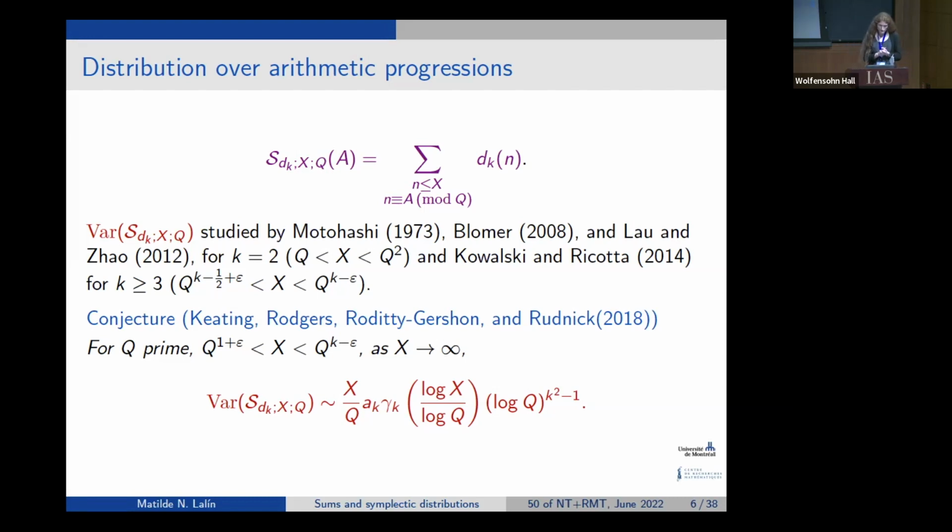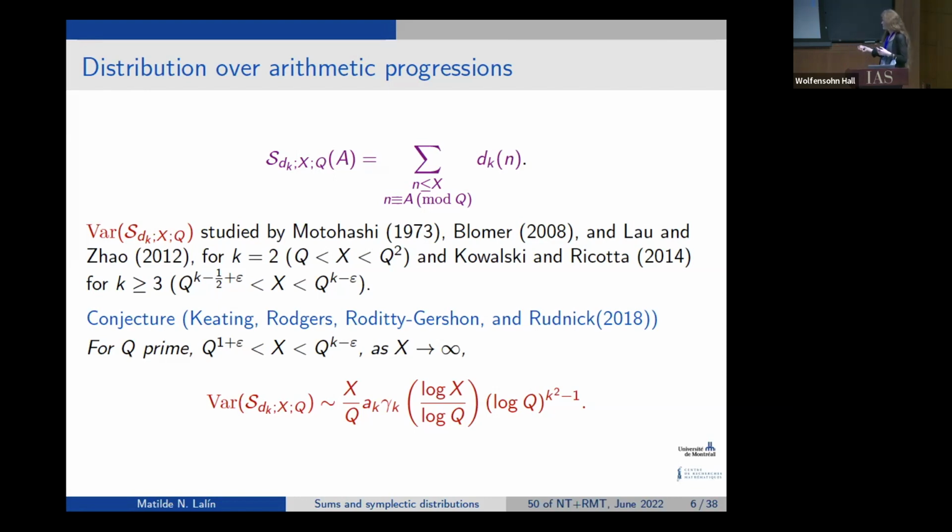And again, if we look at the variance, it was studied by various people. And again, here the issue has to do with the x. So I'm not giving the results of the people, but you can see the range of the x. And so the conjecture, again by KR3, has again an x in a larger range.